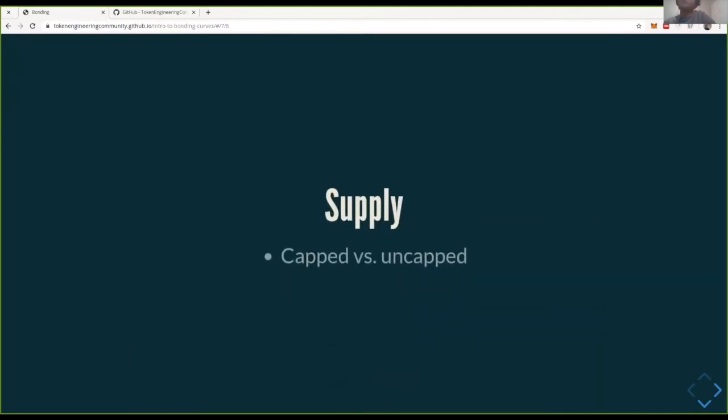Your supply, basically just whether it's capped or uncapped. So if you have a cap of 10 million tokens, that would introduce different user interaction and behavior than if you had an uncapped supply for a market that is intended to be very long-lived.